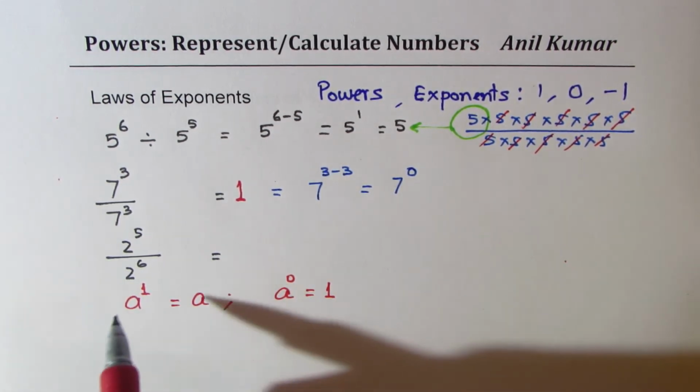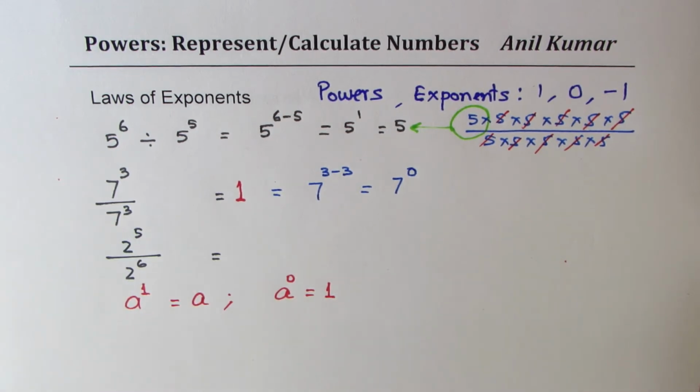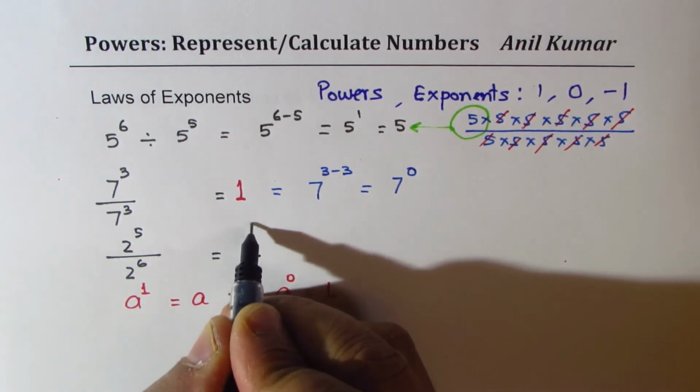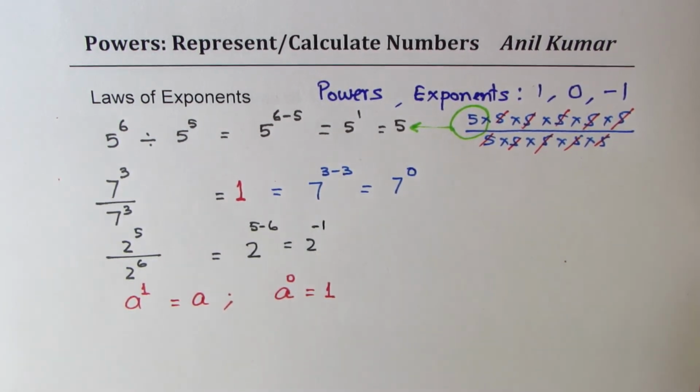The last example here is 2 to the power of 5 divided by 2 to the power of 6. So if I apply the rule, what do I get? I get 2 to the power of 5 minus 6, which is 2 to the power of minus 1. Oh my God. How do I calculate this?